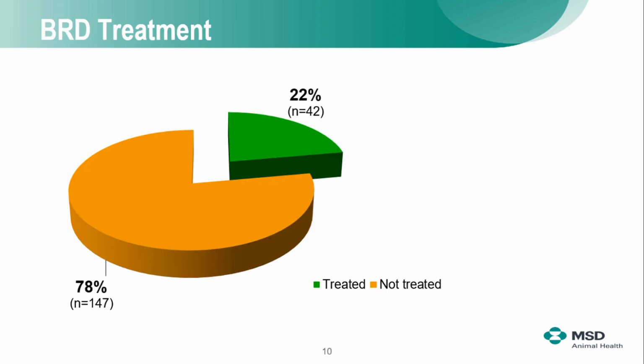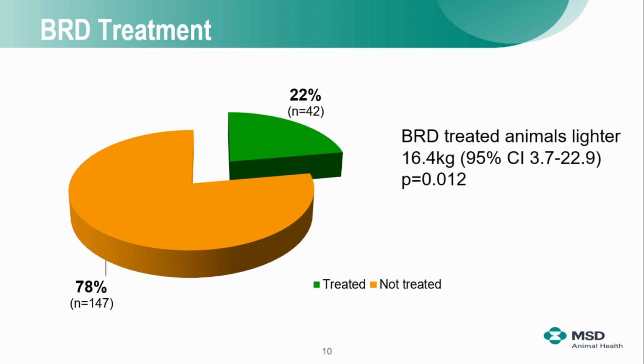I said we also looked at BRD treatment. This is coming from the producer records. What we found is that 22% of the animals had a history of having received at least one treatment for BRD during their life. When we did some analysis on that, we found that those animals that had a history of treatment for BRD were 16.4 kilograms lighter compared to any animals that had not had a history of being treated for pneumonia.